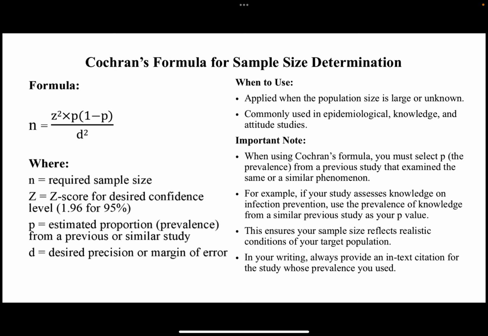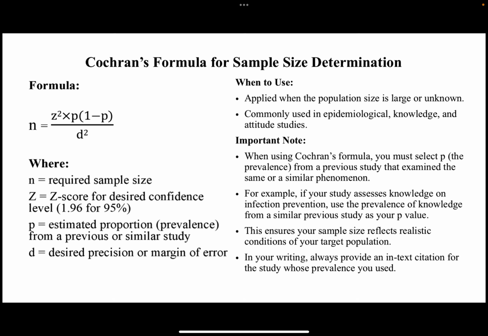Is that okay? Good. Then the proportion that they had for the knowledge, you use that same proportion. So for example, one of the variables you want to measure as part of your study is the knowledge of nurses regarding infection prevention and control. Go and look for another study where the researchers assessed the knowledge of nurses on infection prevention and control, and check their results. What were their results for the knowledge? Let's say they found that 50% of nurses were knowledgeable. Then you use that 50%, which will be 50 divided by 100. Then you use that proportion and plug it into the Cochran's formula to do your calculation.